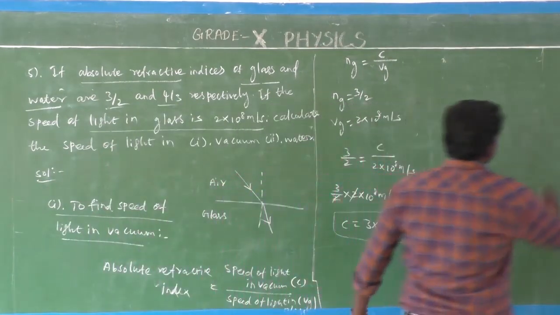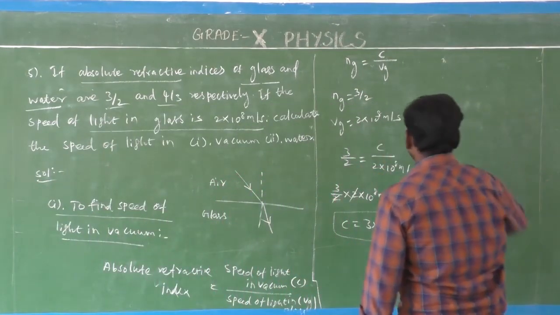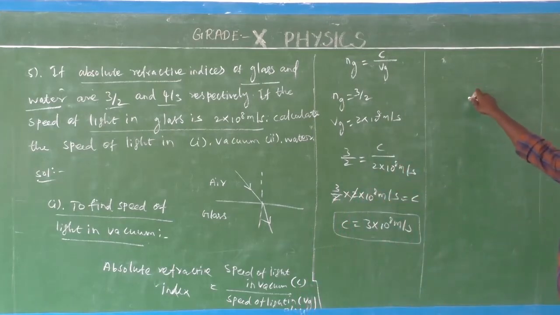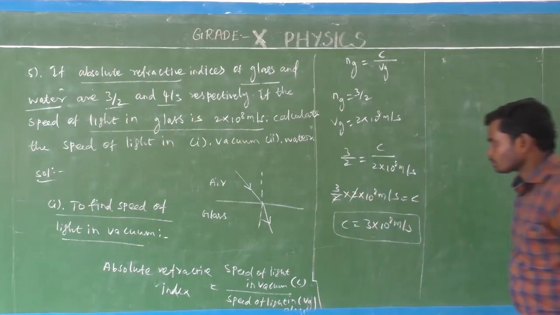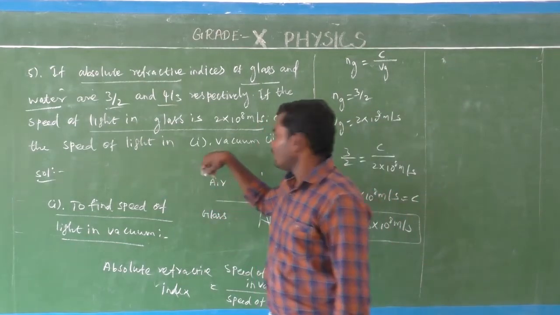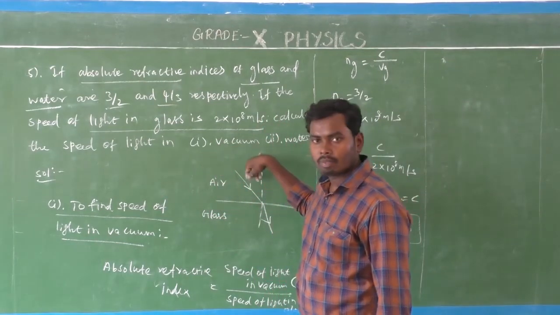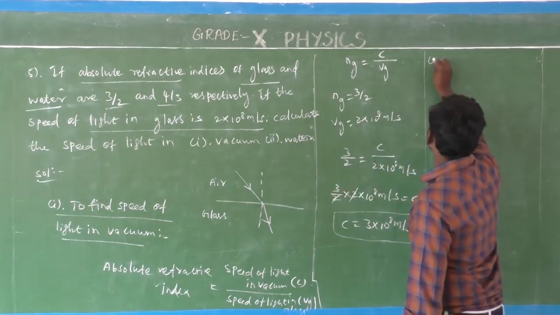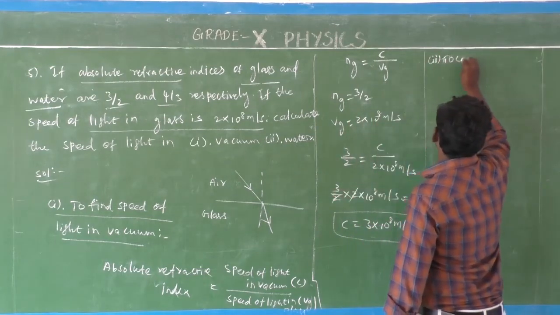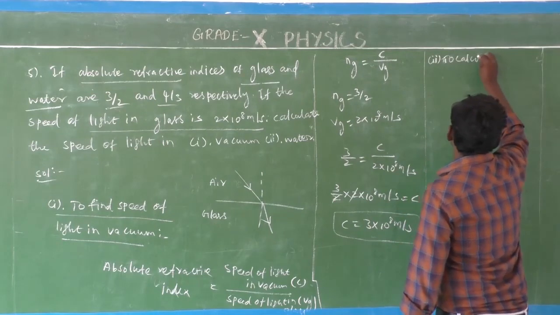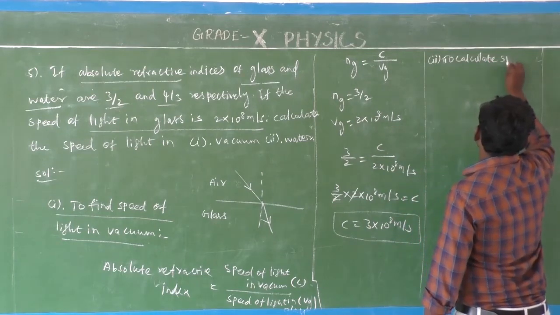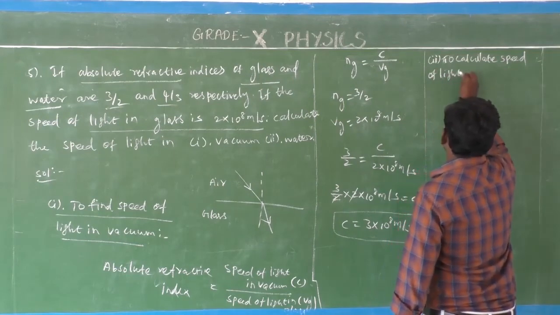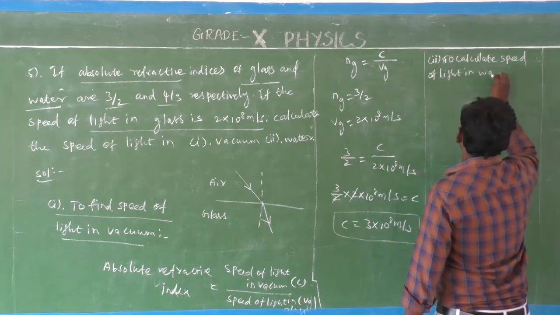Next one, listen here. Remaining, I'll write it here. First, we have calculated the speed of light in vacuum. Next, we calculate the speed of light in water. So the second one is to calculate the speed of light in water.